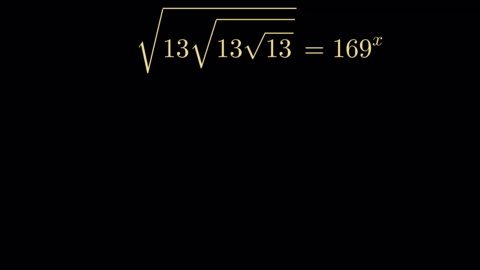√(13 × √(13 × √(13 × √13))) = 169^x. How to solve this nested radical?